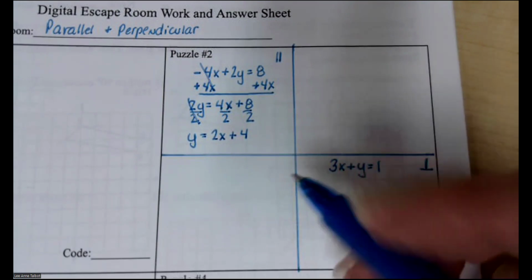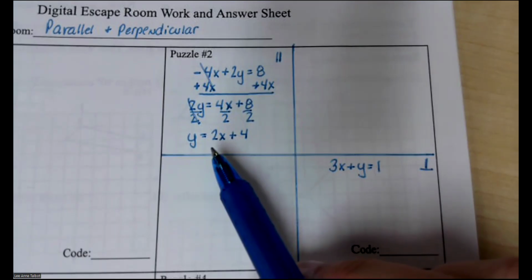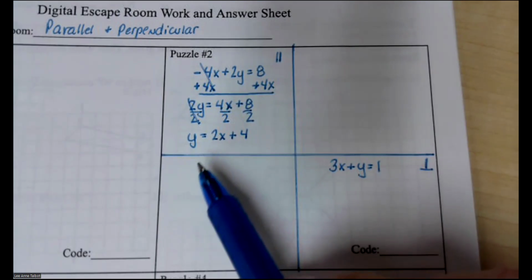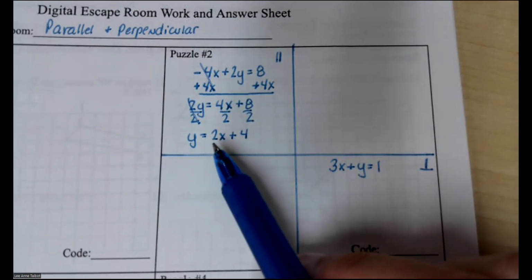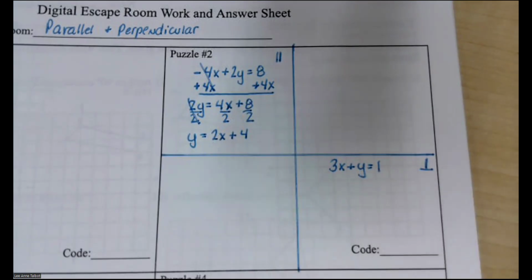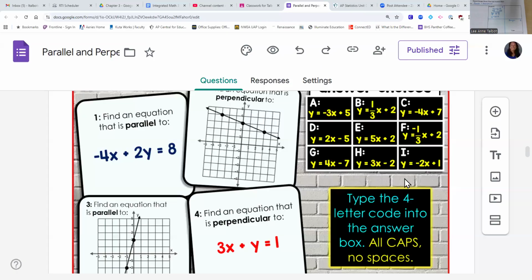Okay, what is a slope that is parallel to the slope of 2? 2. Okay, let me say that again. What is the slope of a line that is parallel to a slope of 2? 2. Okay, so let's go back to the puzzle. Which one of the answer choices has a slope of 2? Positive 2. D. Okay, so the first code letter is D. You're on puzzle 2.